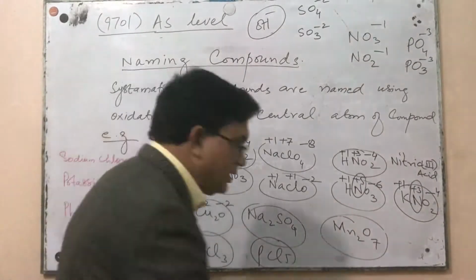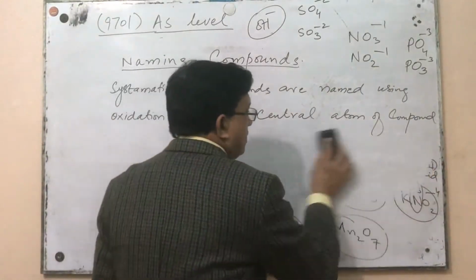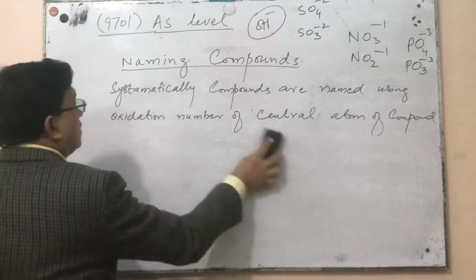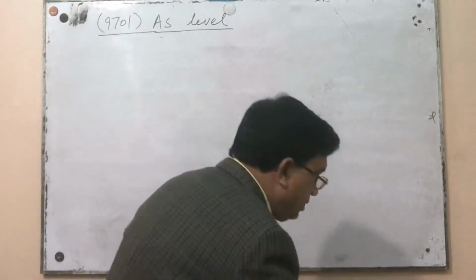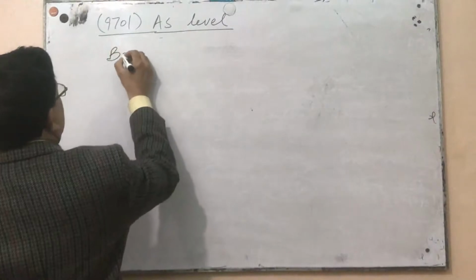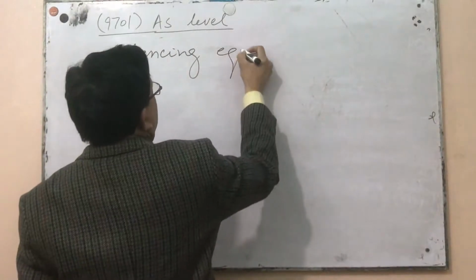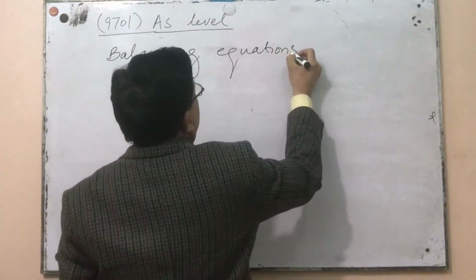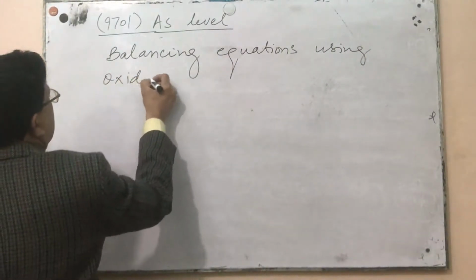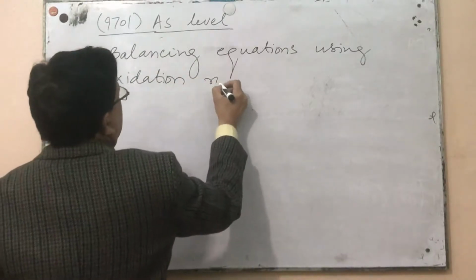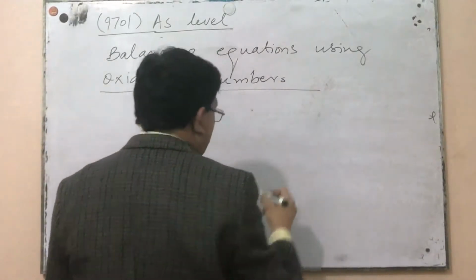Now next is balancing equations using oxidation numbers. How does this work? We are going to explain.